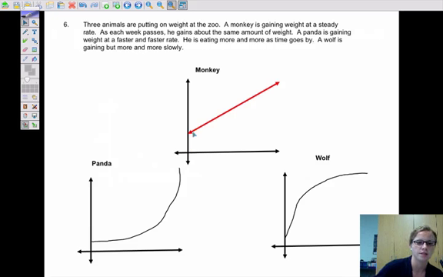All right, and then the last three, the animals. Monkey had a constant rate of change. Panda was increasing at an increasing rate, and wolf was increasing at a decreasing rate. So those are what your graph should have looked like. If they didn't, that's fine. You can pause the video and have some discussion there if needed.